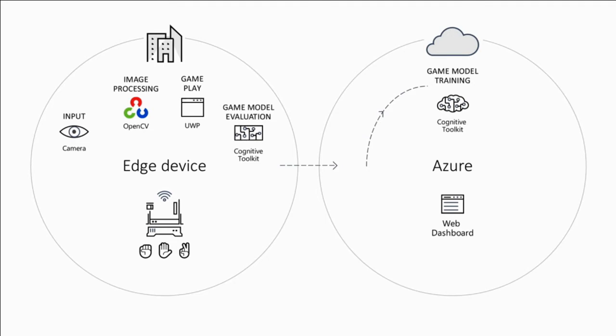On the ML side, we have the Cognitive Toolkit running in eval mode on the edge, and we're training our models in the cloud. We have a web dashboard that outputs the learning that's happening with our model. And every 20 games or so, we upload the games so that we can train the model better and put down a new eval system for the gameplay.